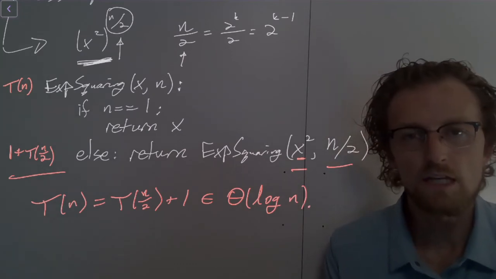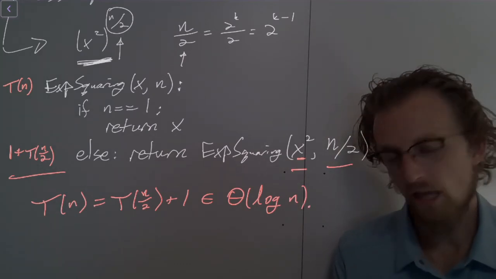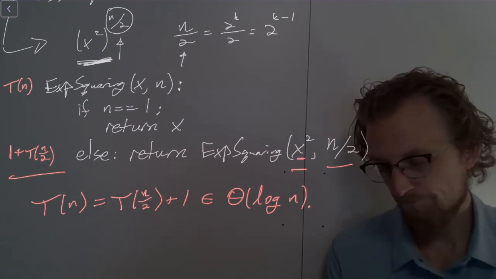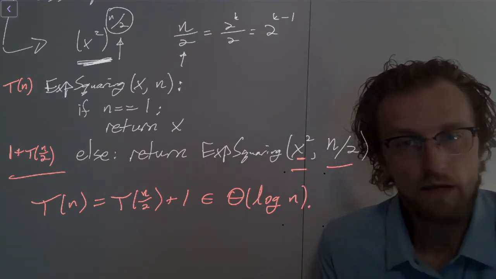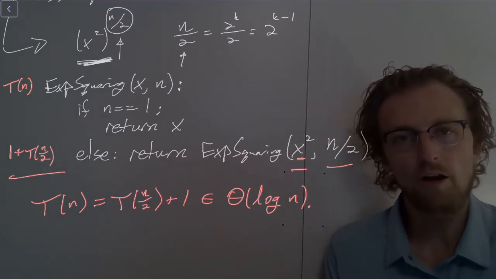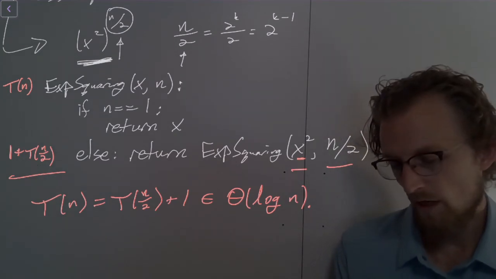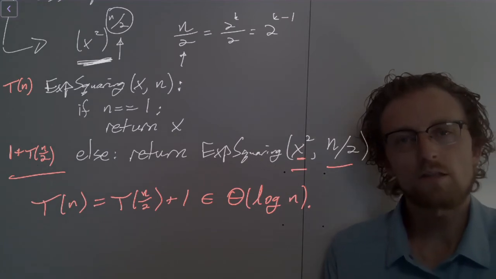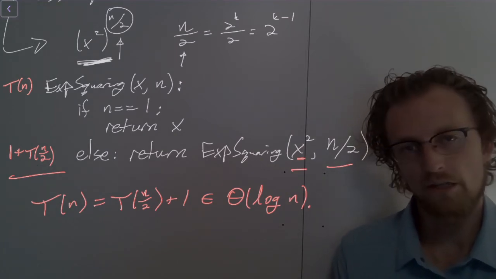Right, so this is the log n complexity class recurrence relation, which makes sense, right? We're cutting our input size in half, or technically speaking, we're cutting our input value in half here, and performing a constant amount of work to do so at each step.